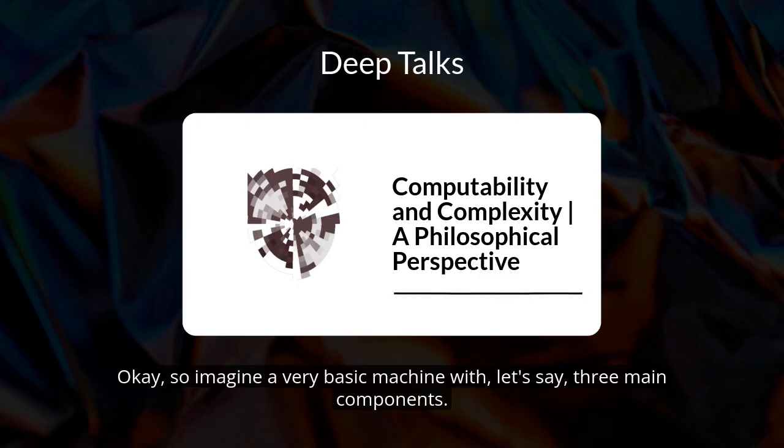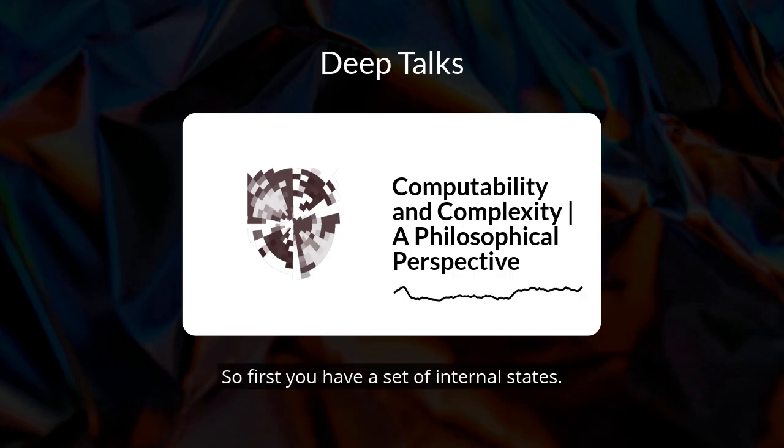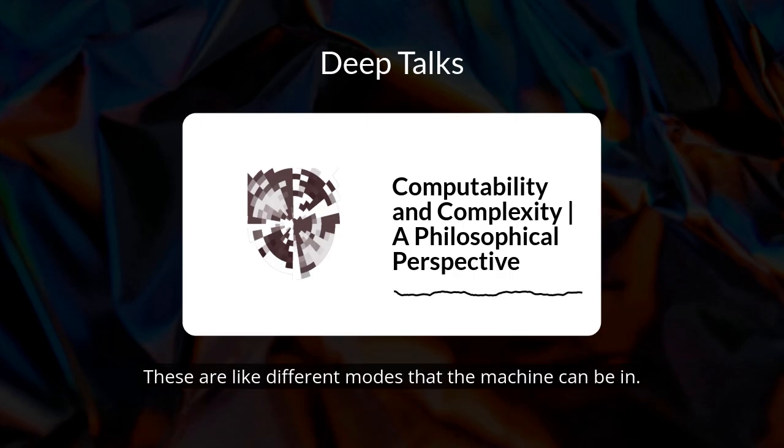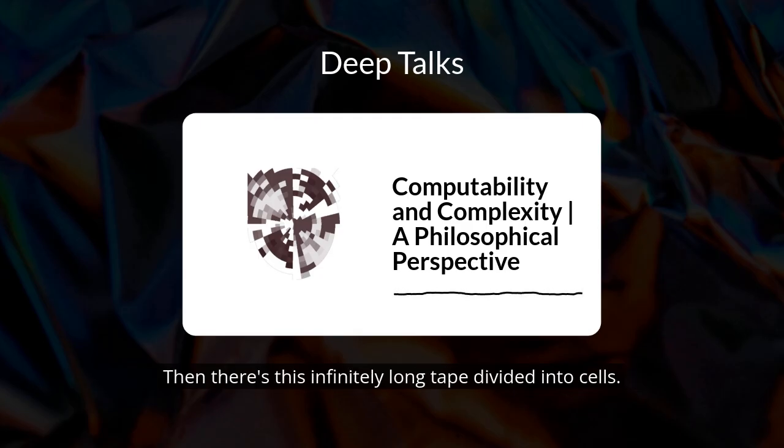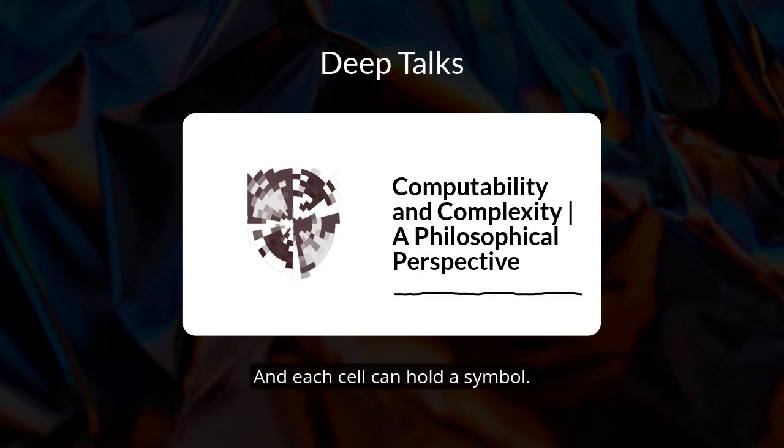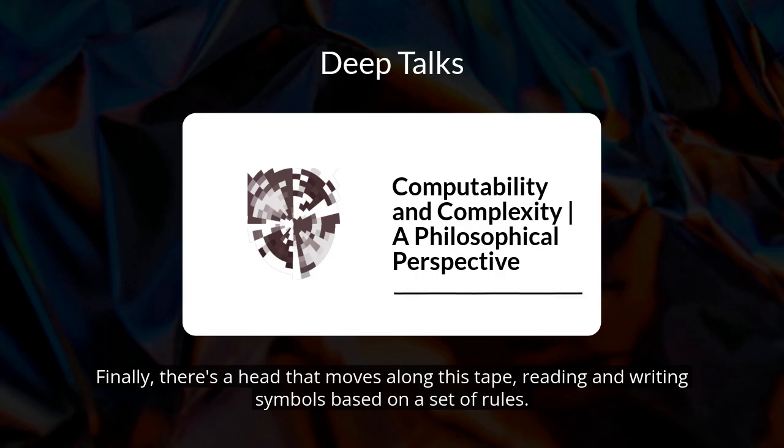Okay, so imagine a very basic machine with, let's say, three main components. First, you have a set of internal states. These are like different modes that the machine can be in. Then there's this infinitely long tape divided into cells, and each cell can hold a symbol. So it's like a long strip of paper. Yeah, exactly. And the tape acts as the machine's memory. Finally, there's a head that moves along this tape, reading and writing symbols based on a set of rules.